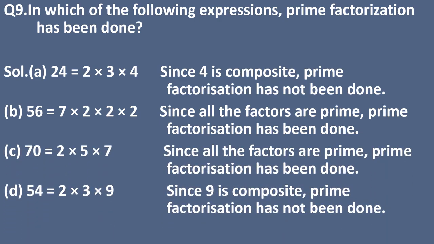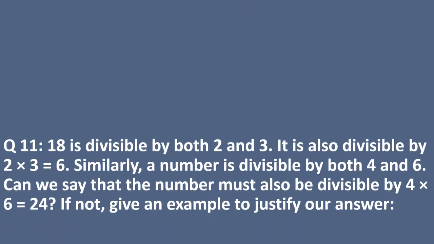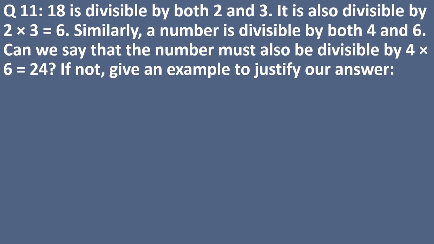Now see question number 11. 18 is divisible by both 2 and 3. It is also divisible by 2 multiplied by 3, that is 6. Similarly, a number is divisible by both 4 and 6. Can we say that the number is also divisible by 4 multiplied by 6, 24? If not, give an example to justify your answer.